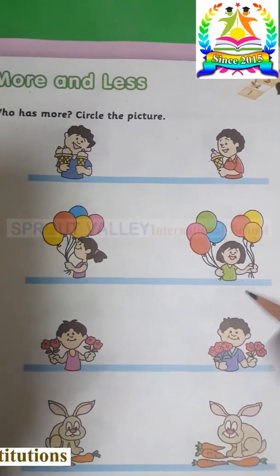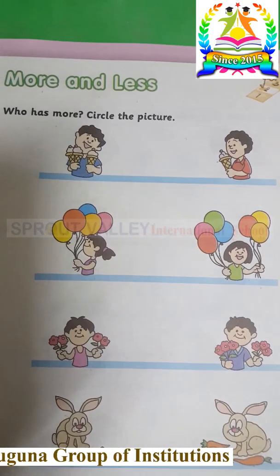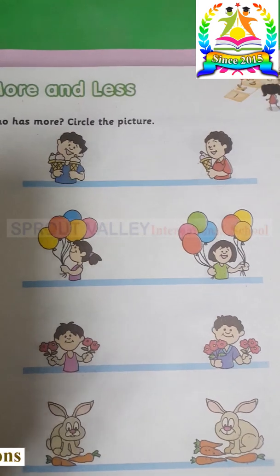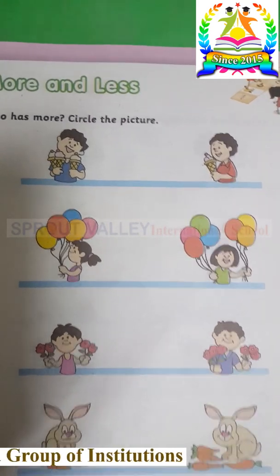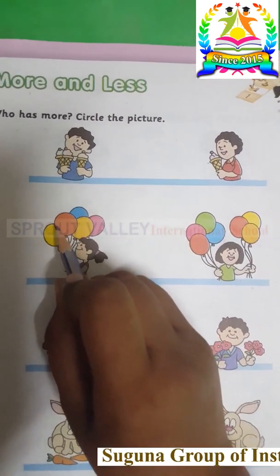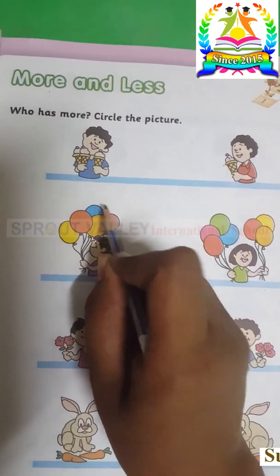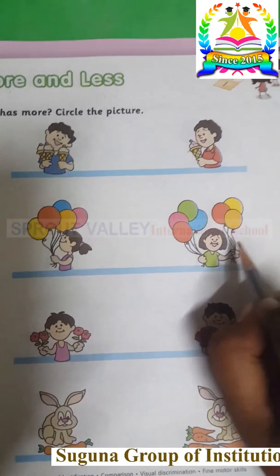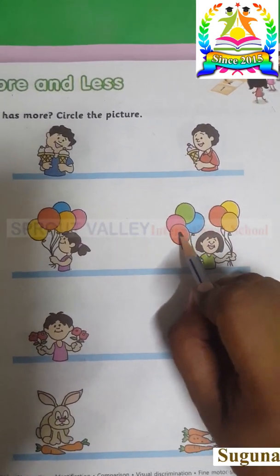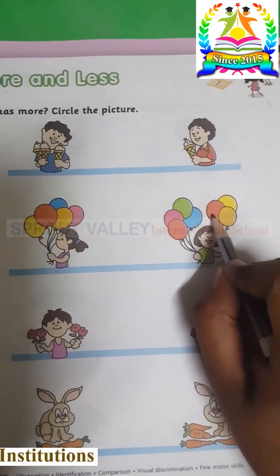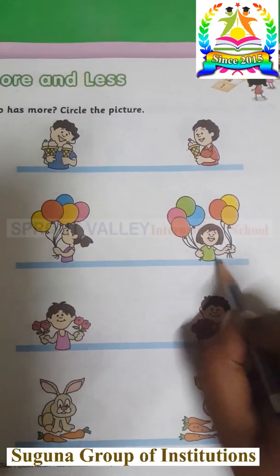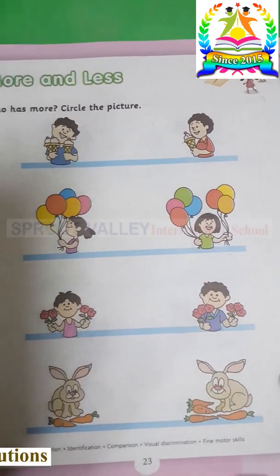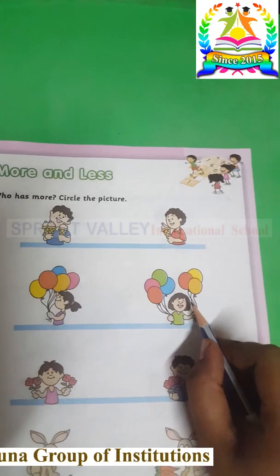Wow, coming to the next one, these two girls are holding beautiful colorful balloons in their hands. Let's count how many balloons are there. Coming to the first girl, 1, 2, 3, 4, 5. This girl is holding 5 balloons in her hand. Coming to the next girl, 1, 2, 3, 4, 5, 6, 7. She is holding 7 balloons. So she is more than this girl.